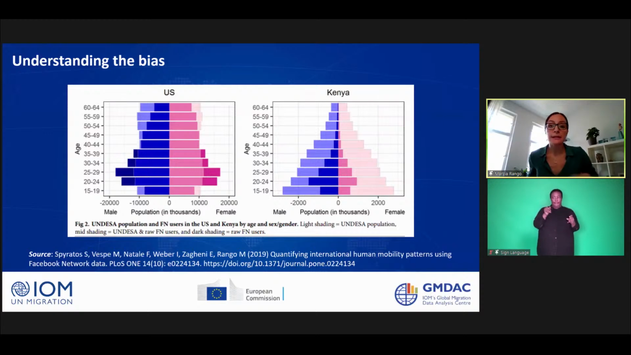that these differences in usage of Facebook or other platforms can also be quantified and can potentially be corrected for. And so one of the ways in which we could potentially increase the usage of these data sources is to try and understand the bias, how large the bias is in certain contexts, to try and correct for it. And there's very interesting research done by several colleagues on this topic in particular.